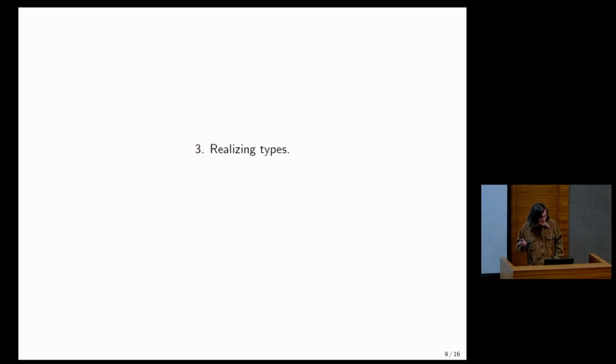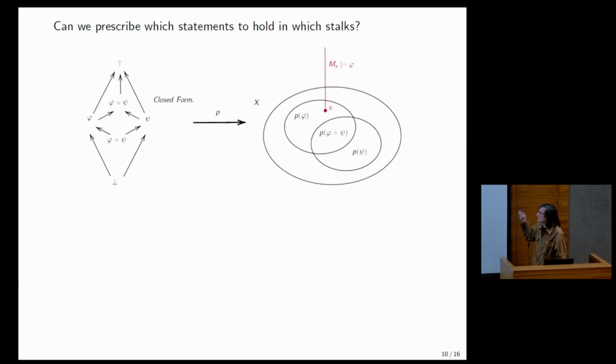Good. Another instance that we can talk about, and which doesn't fail, is realizing types. So this is the idea. You have this lattice of closed formulas, let's say closed positive existential formulas, and you have a lattice homomorphism from this to the lattice of opens. You think of it as prescribing that phi is true on this open and psi is true on this other open, phi and psi is true on the intersection, and so on. And now you ask, can I find a parametrized family of models such that these stalks satisfy all the prescribed formulas?